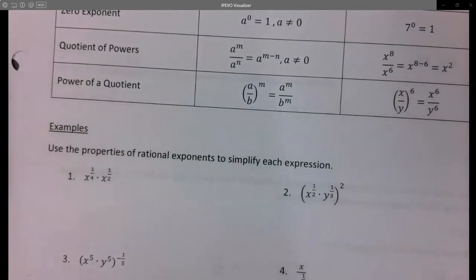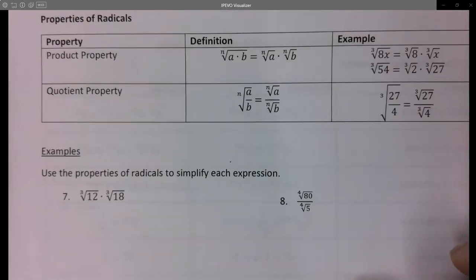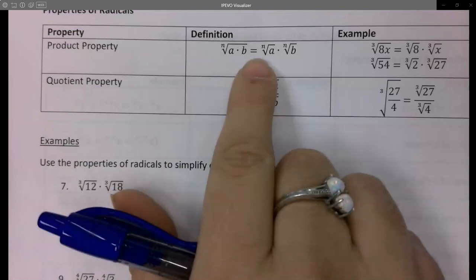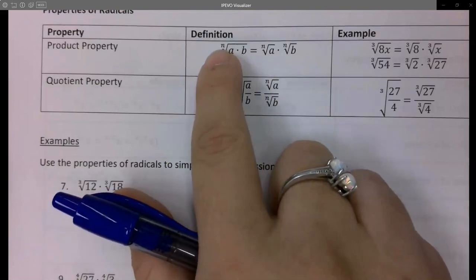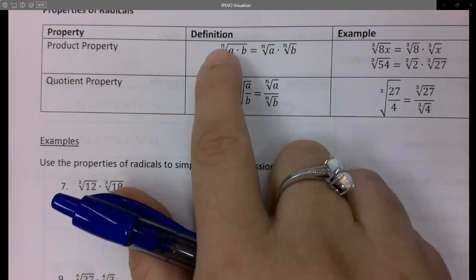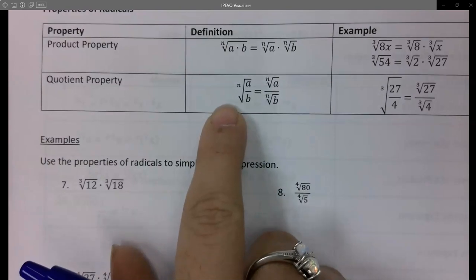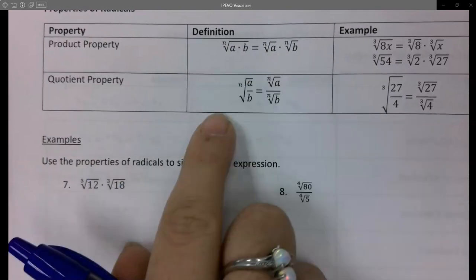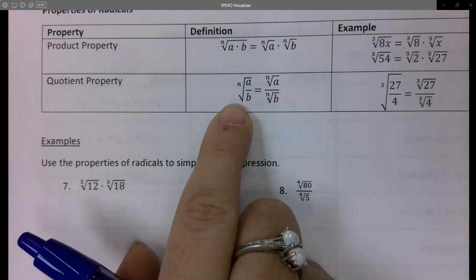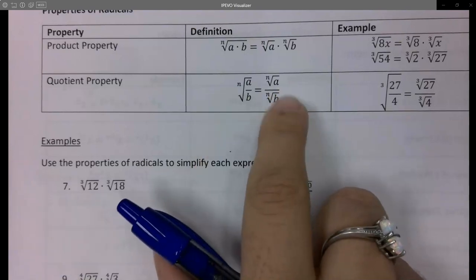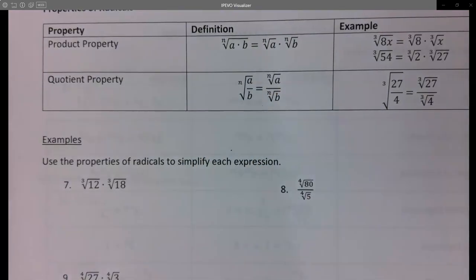So the next thing we're going to talk about is properties of radicals. The product property states I can multiply the numbers inside if they have the same index, the little tiny number up here. And I can split them up as well. And I can do the same thing with division. I can either divide them or split them up into two separate ones.